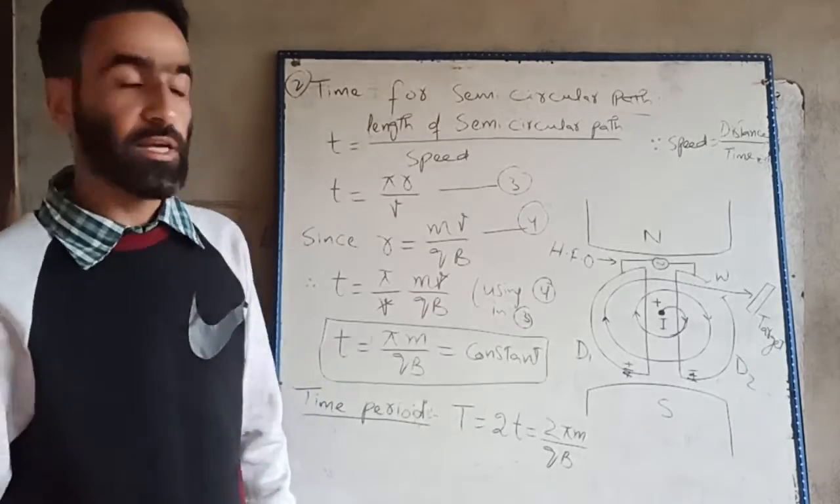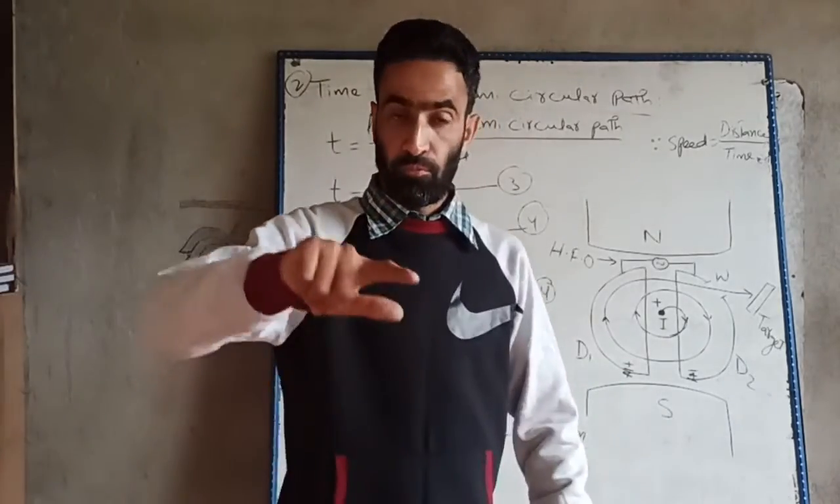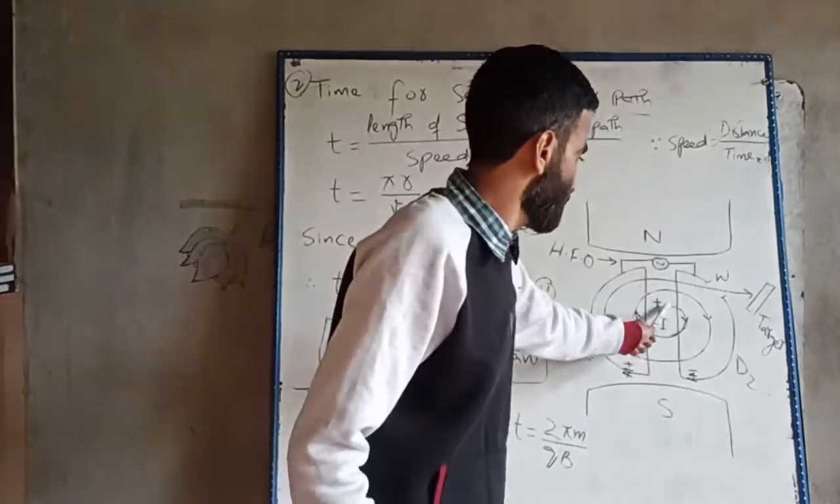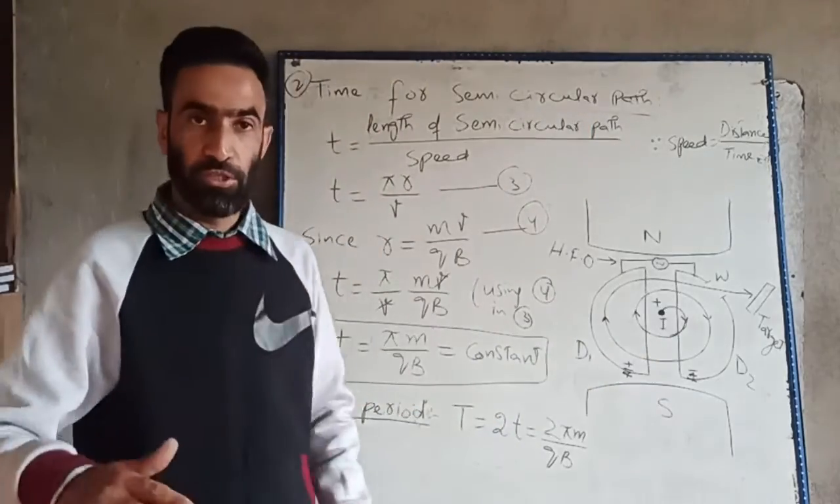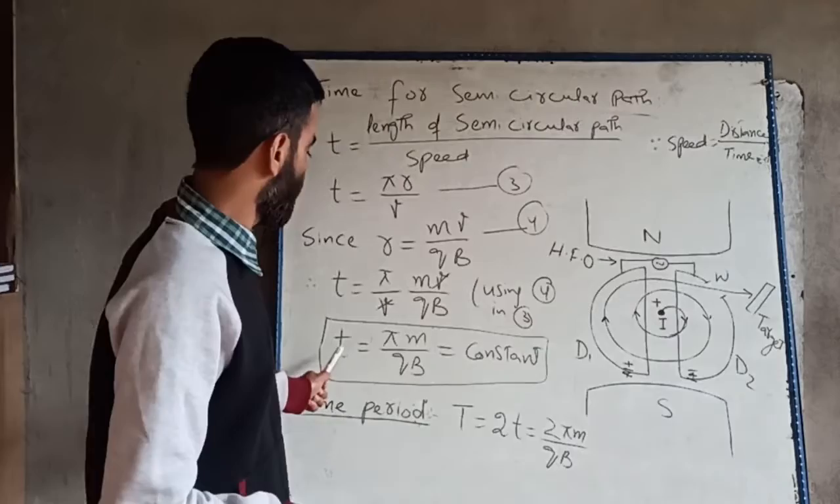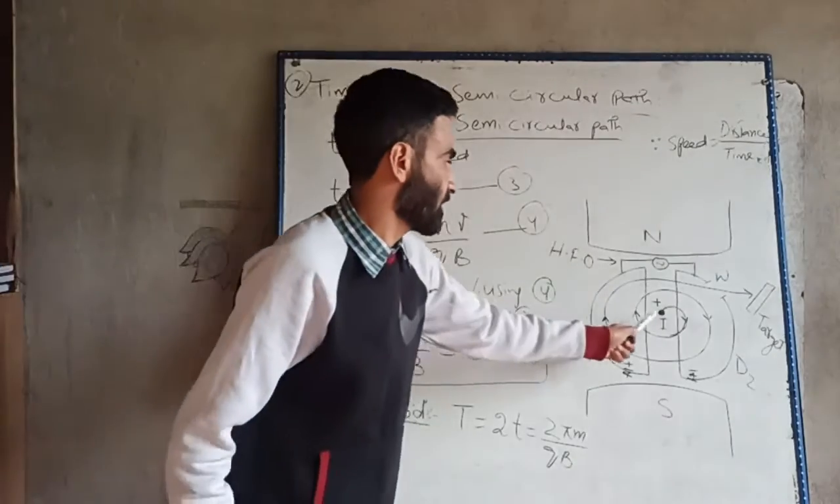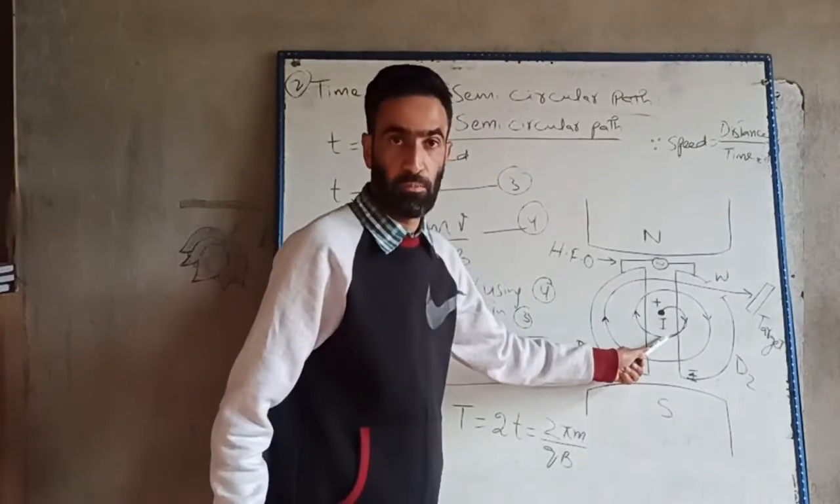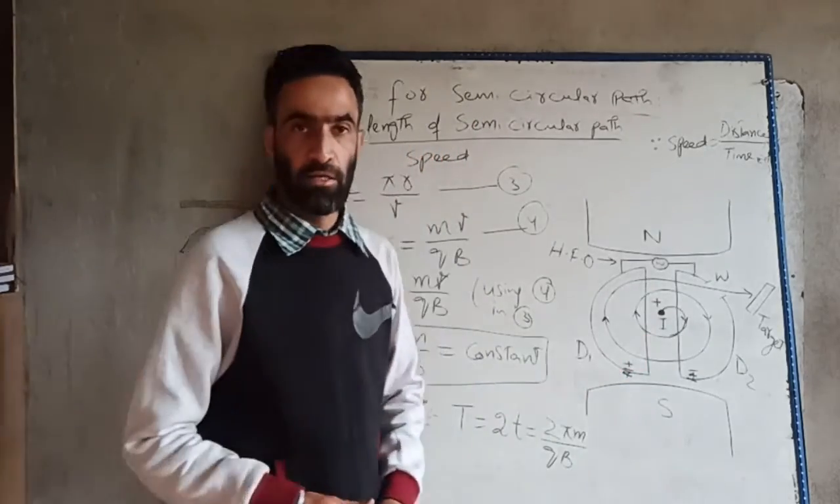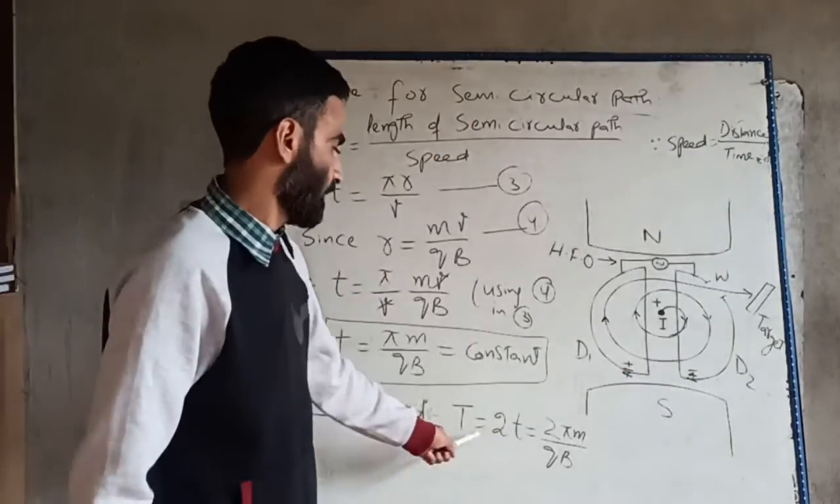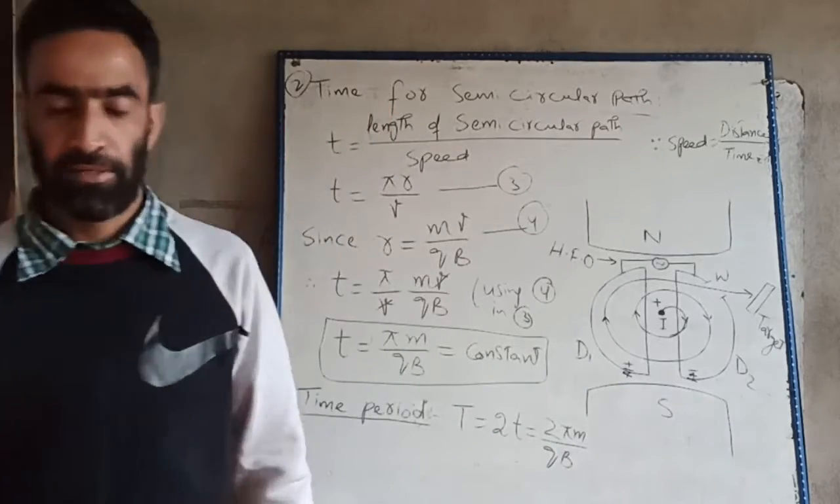Then what is the time period? Time period is the time for a full complete circle. This was for the semicircle. For the time period, we know it is for the full circle. That will be double of it, because this time is for half of the circular path. Then for the full circle, we call that the time period. That will be double of this. So this is the time period, right?